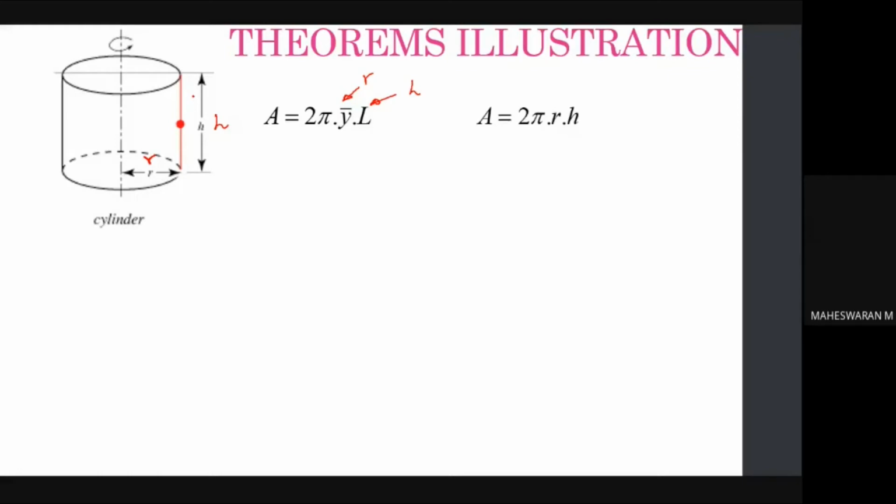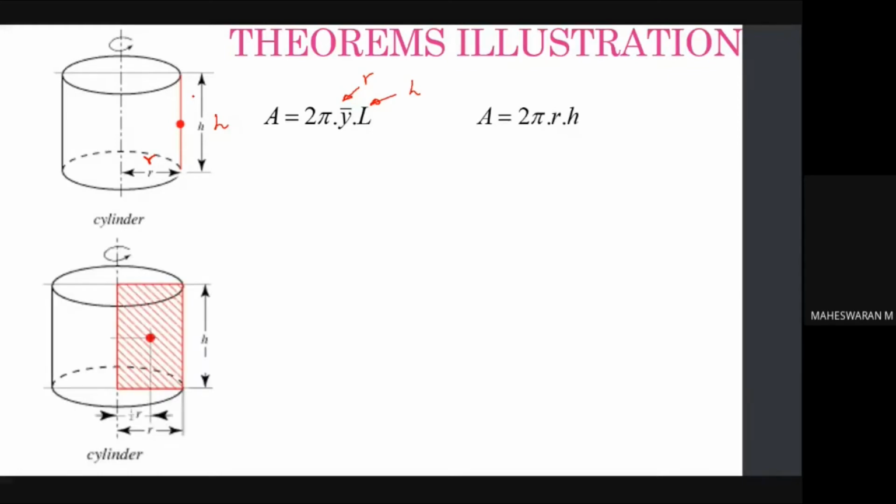Similarly, if I want the volume of the cylinder, I have to consider the entire area of that particular rectangle. Previously it was a line, now it is a rectangle. The total width is R, so the centroid of the rectangle will be R by 2. The volume formula is 2 pi y bar into A. What is your y bar now? y bar is nothing but R by 2.